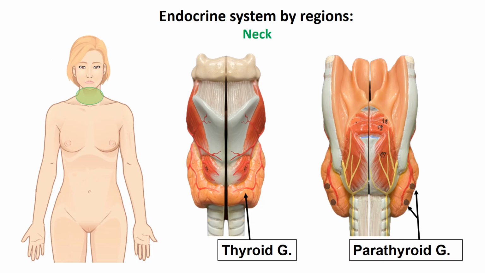Based on the region, this is primarily your strategy to be able to localize and find these glands. In the neck, you have just two options, right? Thyroid gland and parathyroid glands. Parathyroid glands are going to be in the back of the thyroid gland.